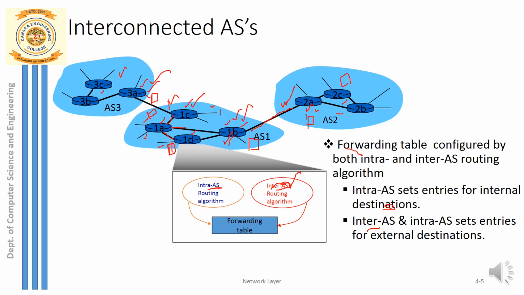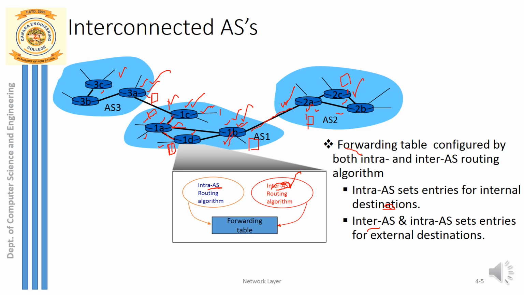Suppose 1A is a router which wants to send a packet to a router, say 2C. How will the packet be forwarded? First, 1A has to calculate the shortest path to reach one of the edge routers inside AS1. It can be 1C it has to reach, or it can be the 1B edge router which it has to reach. But we know that here 2C is the destination.